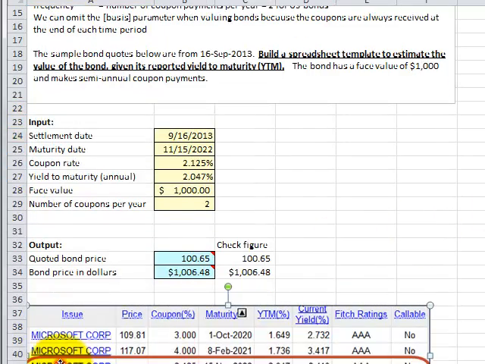The price quotes we see down here were taken from the internet on September 16, 2013. So that's our settlement date in the input section. You can see that the bond matures on November 15th, so we enter November 15th, 2022 in the input section. Coupon rate on the bond, 2.125%. And now we see the yield to maturity on the bond, which is 2.047%. Here's our yield down here. Finally, we'll use a $1,000 face value and 2 coupons per year, as we did before.